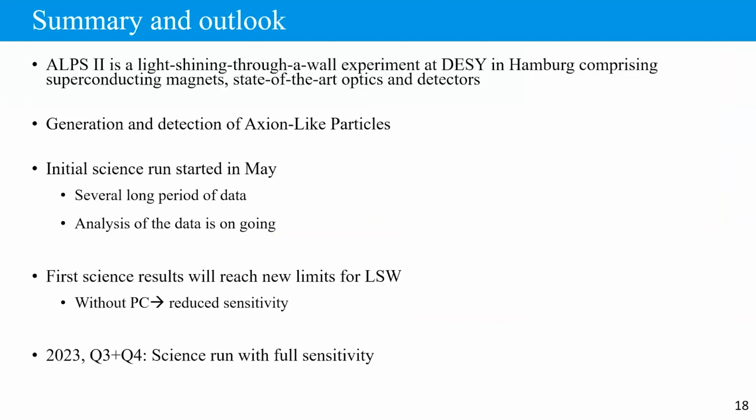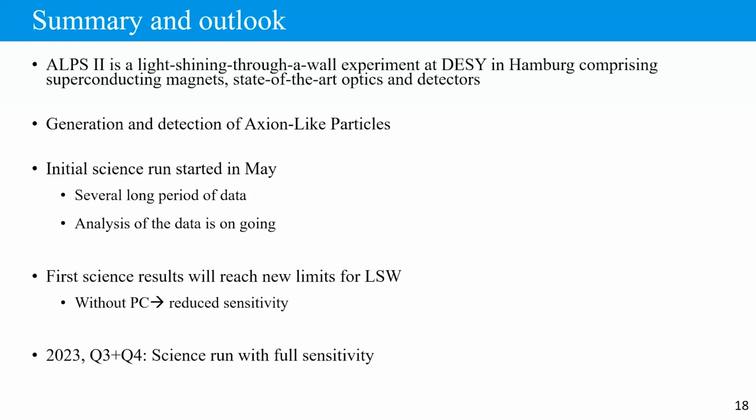And with that, I would like to come to the end and summarize my talk. So I showed you that ALPS is a light shining through a wall experiment that uses superconducting magnets, state-of-the-art optics, and detectors to generate and detect Axion-like particles. We have recently started to collect data.